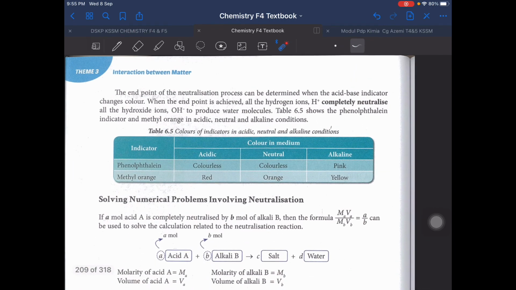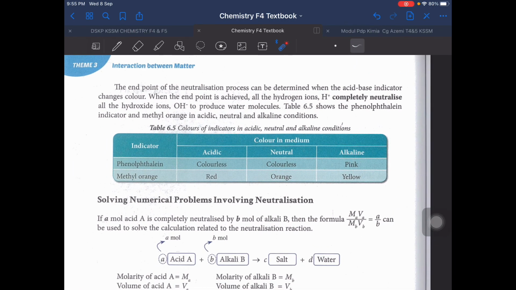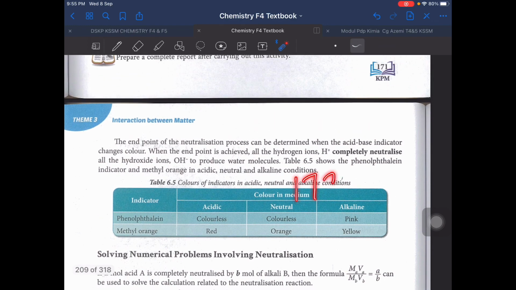Okay, now let us go to this note over here. This one is in page 172 textbook.